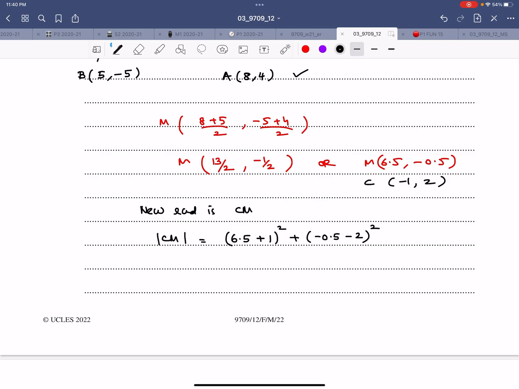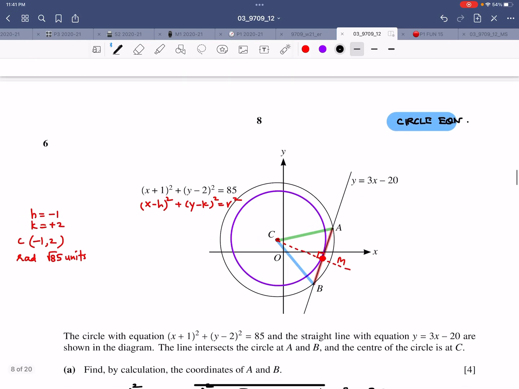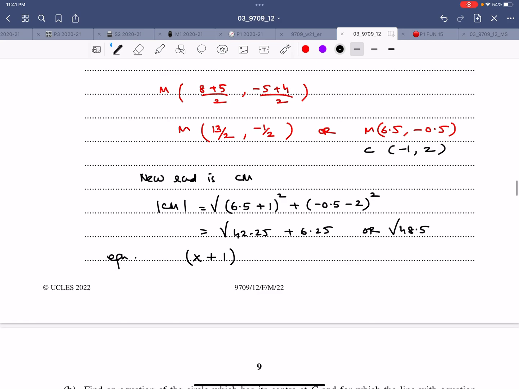So let me grab my calculator. That is 6.5 into 6.5, that is 42.25. And this is 2.5 into 2.5, that is 6.25. So 6.25 plus 42.25, that is 48.5. So this comes out to be the square root of 48.5. Therefore, the equation would be x minus 1 whole square. Is it x minus 1? X plus 1, x plus 1 whole square, y minus 2 whole square equals 48.5. If everything is correct, then this answer makes sense.